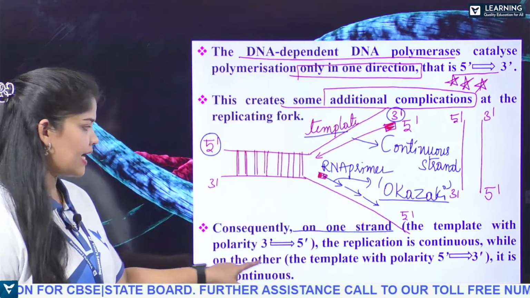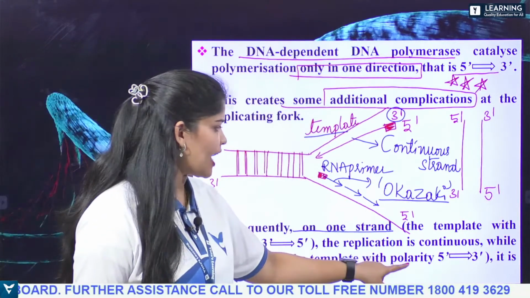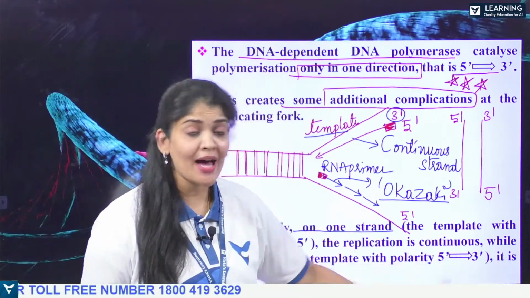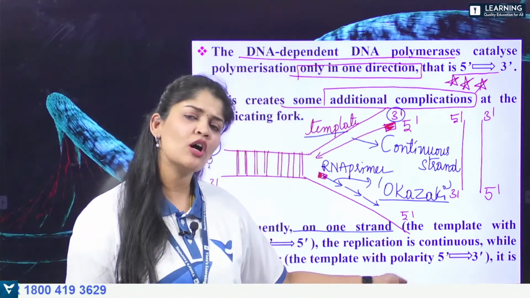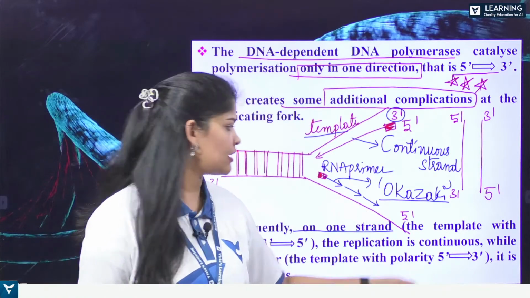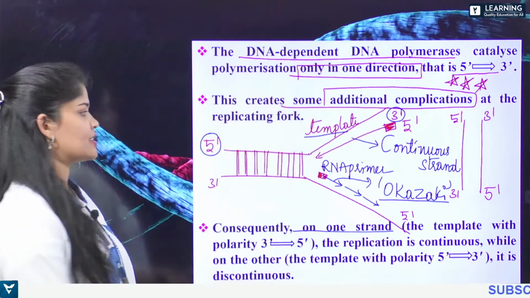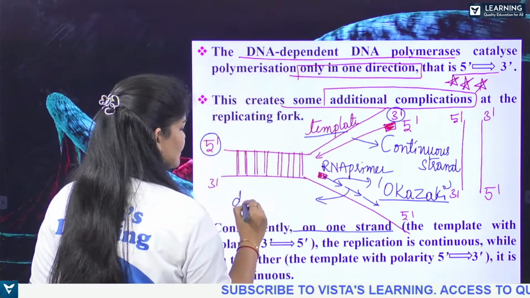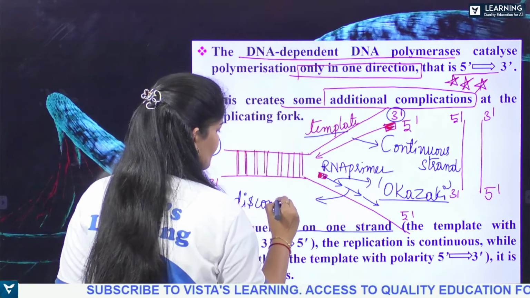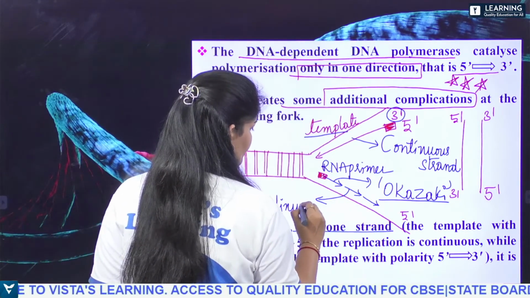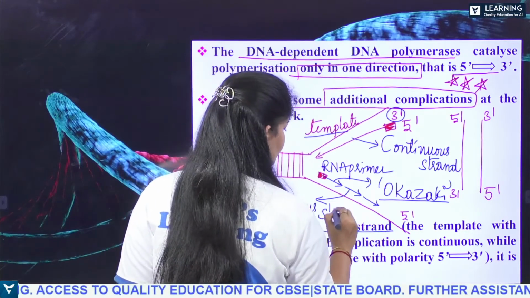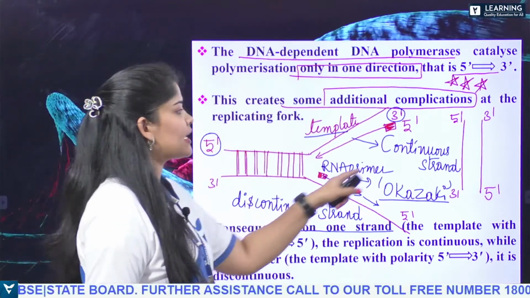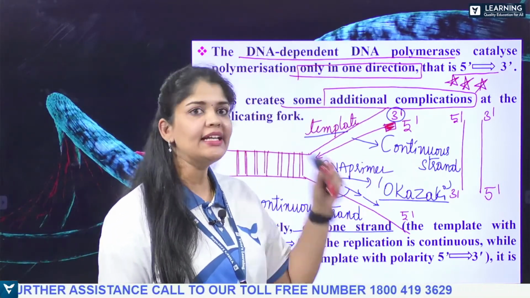While on the other, the template with polarity 5' to 3', which matches with the direction of the polymerization, that is also 5' to 3'. Where is anti-parallel then? It is going to be discontinuous. So therefore, this strand we call a discontinuous strand, also called the lagging strand, and the continuous strand also called the leading strand.